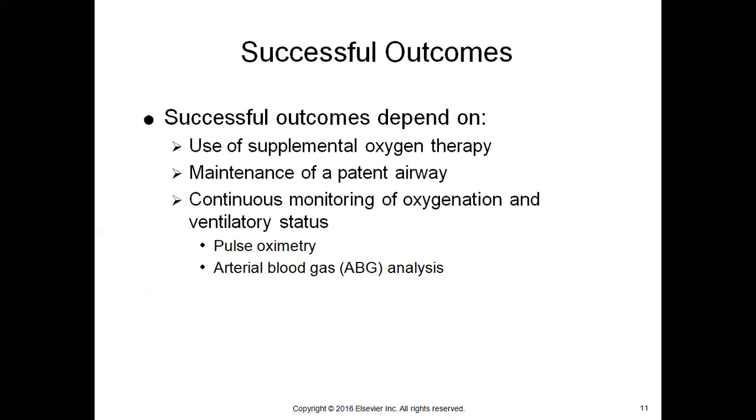So when we have successful outcomes, we give the patient supplemental oxygen. We make sure that the airway is open, by either opening it ourselves, putting an adjunct airway in, breathing for that patient, or putting a breathing tube in. And we monitor that either via pulse oximetry or ABGs.